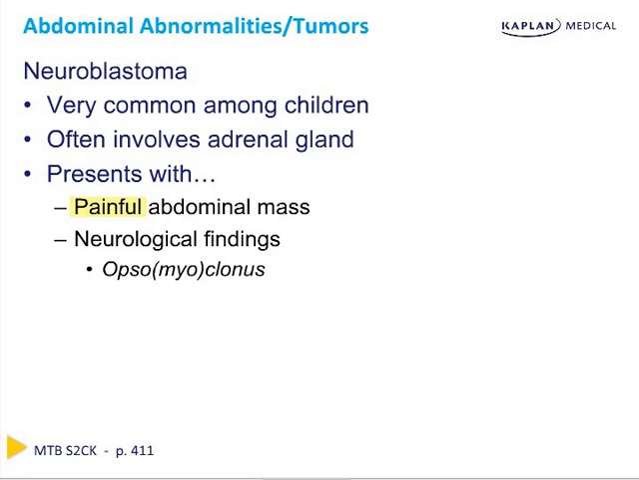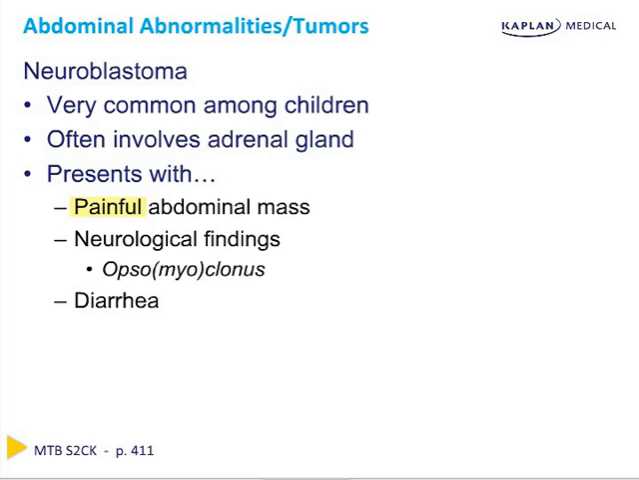So there can be random eye movements and jerking movements, and this can trick you into thinking it's a neurological disorder. But if you see neurological findings with an abdominal mass, particularly a painful abdominal mass, you should start thinking neuroblastoma, even if you can't remember what the exact associated neurological findings are. But neuro findings, abdominal mass, you've got to start thinking neuroblastoma, especially in a kid.